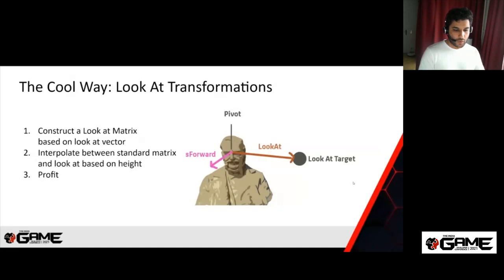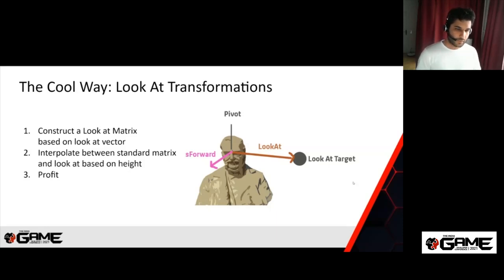The only thing you need to do is to construct a space with a single property. This space needs to have its forward vector aligned with the vector that goes between the pivot of rotation of the head to the lookout target you wish to follow. If you create this space and you run the mesh through it, you will see that the mesh would rotate around that pivot, and the nose of the character would always be aligned with this vector and would always be pointing towards this target you're supposed to follow.